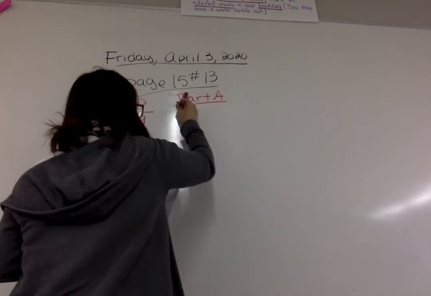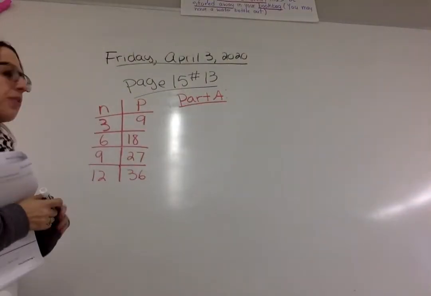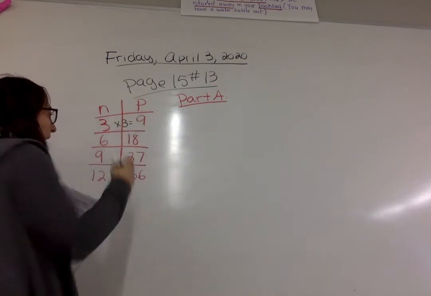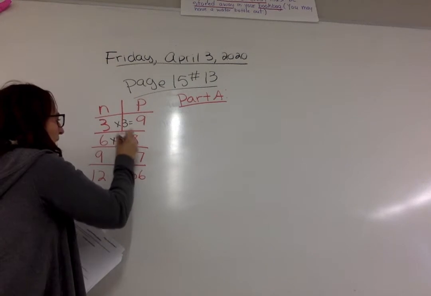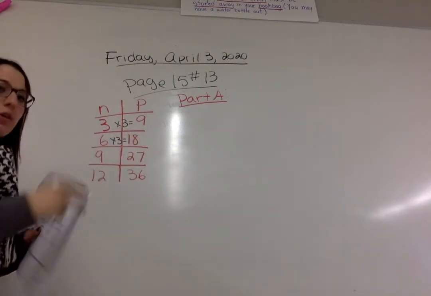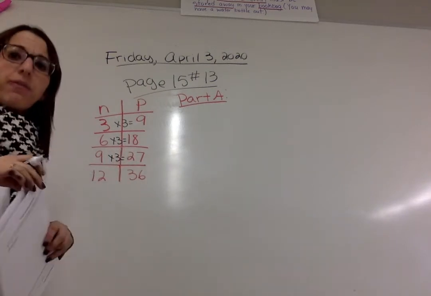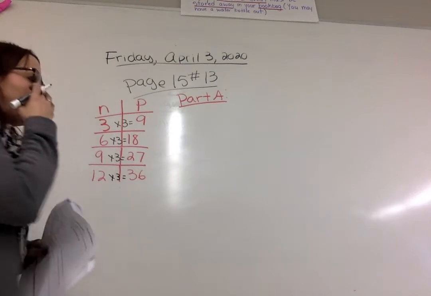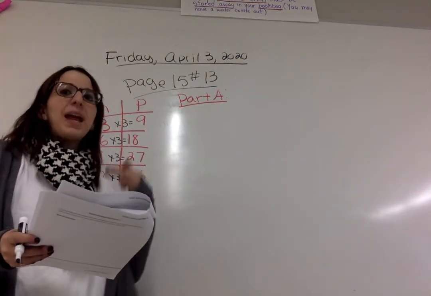Now, first part A. Let's think about this, okay? Let's be realistic here. How do I go from 3 to 9? I multiply by 3. How do I go from 6 to 18? I multiply by 3. I'm finding the pattern or rule. How do I go from 9 to 27? I multiply by 3. And how do I go from 12 to 36? I multiply by 3 because my unit rate is 3. Therefore, for every pie that we sell, we make $3.